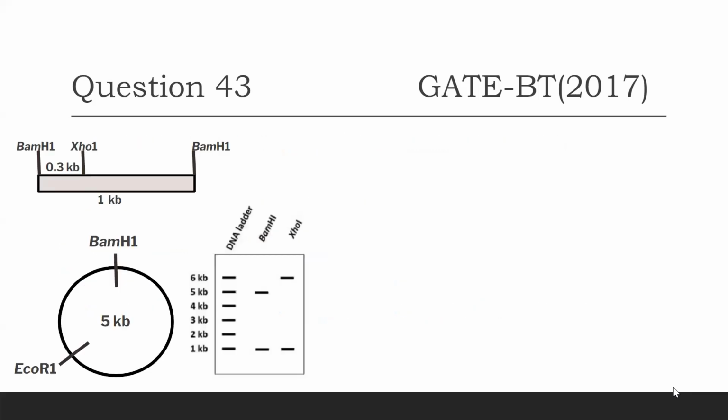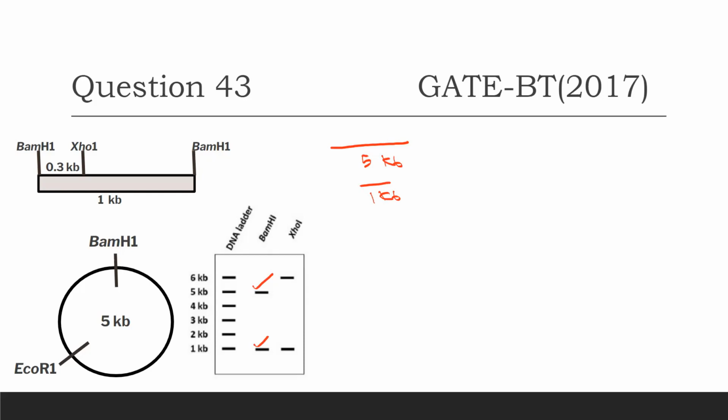So in the first case, where no ligation had happened, that means the insert is free and the vector is also free. There is no recombinant DNA formed. If you have a digestion with BamHI, the vector will be linearized and you will get a 5 kb linear DNA fragment. And since there is no digestion of the insert, you get a 1 kb fragment. If you see this image, you do get a 5 kb fragment and a 1 kb fragment. So this could be possible.